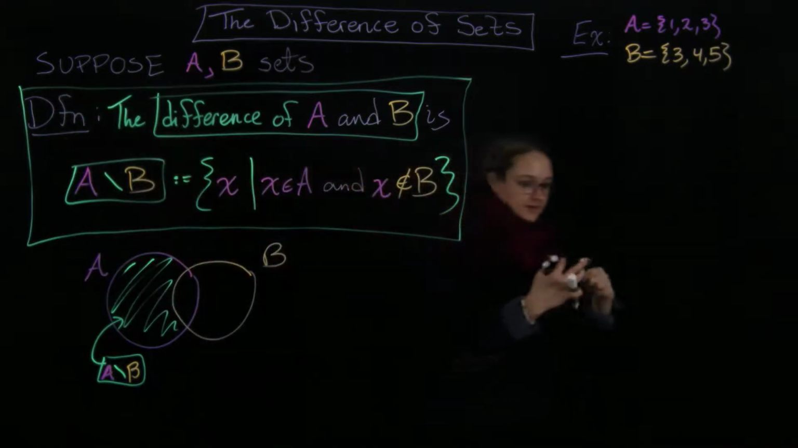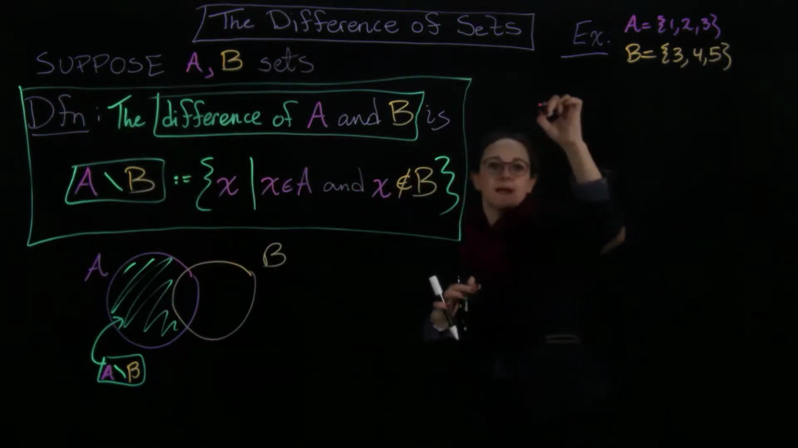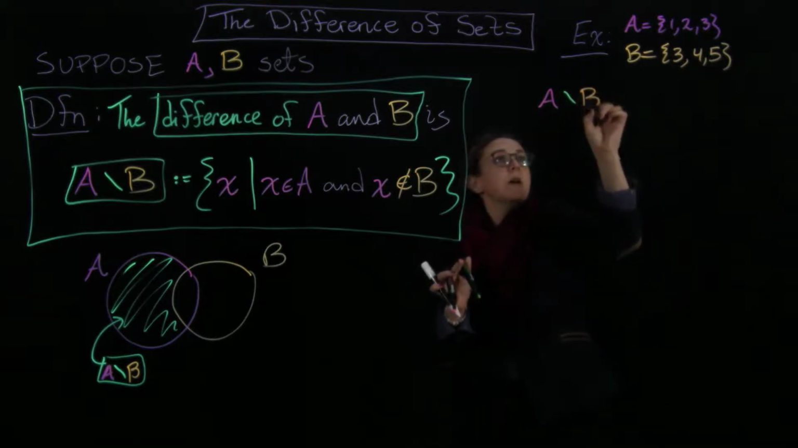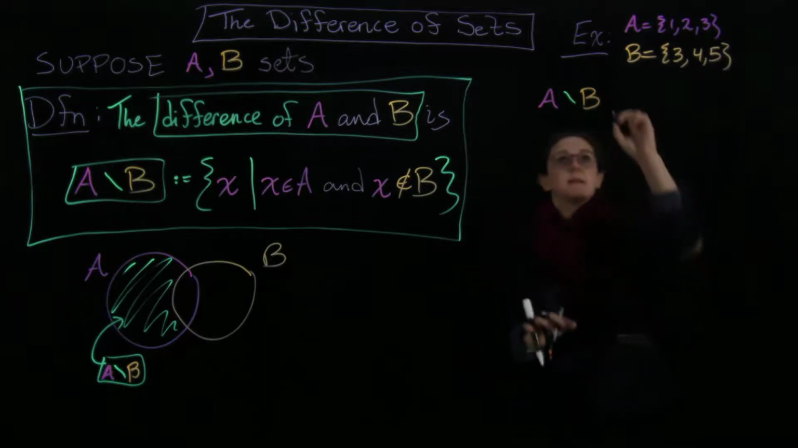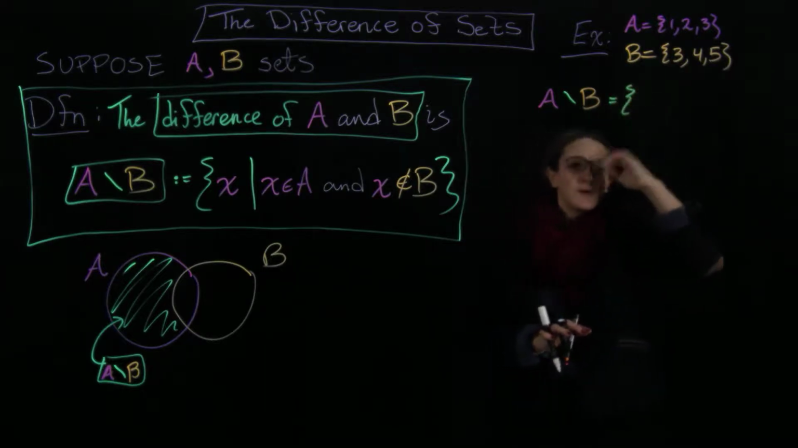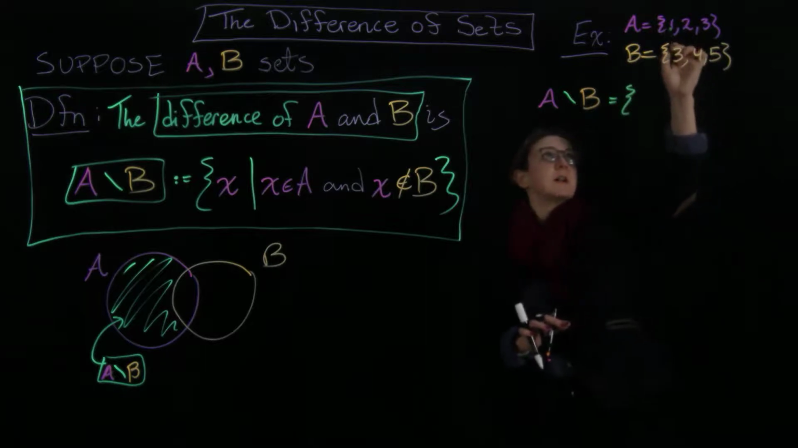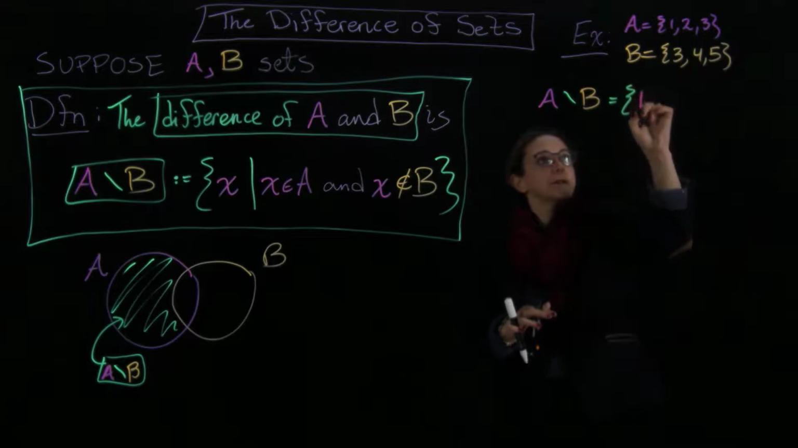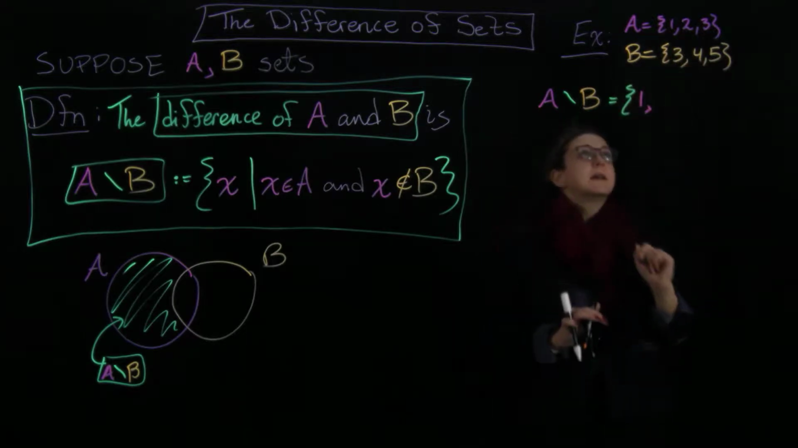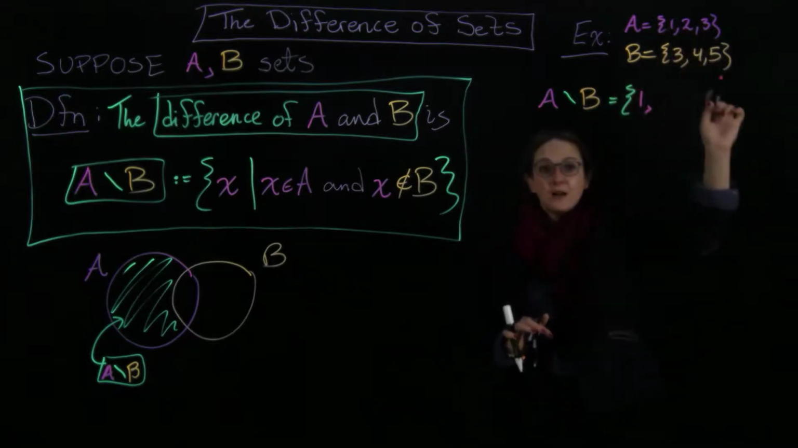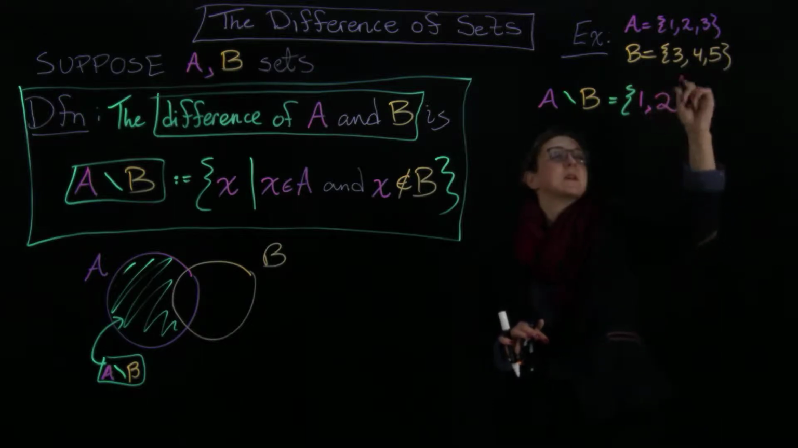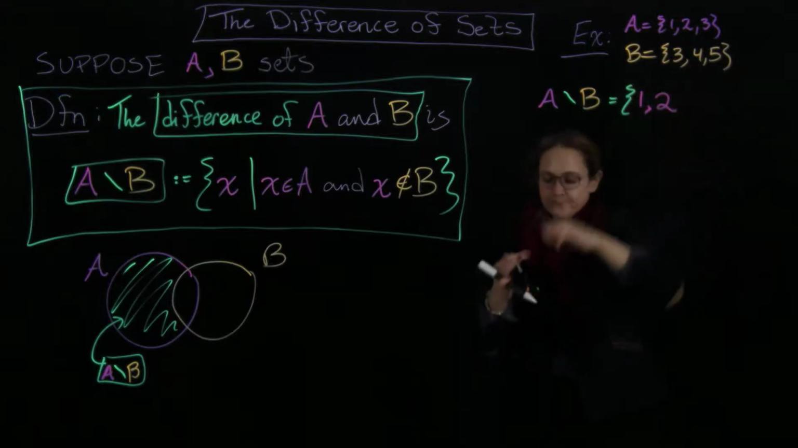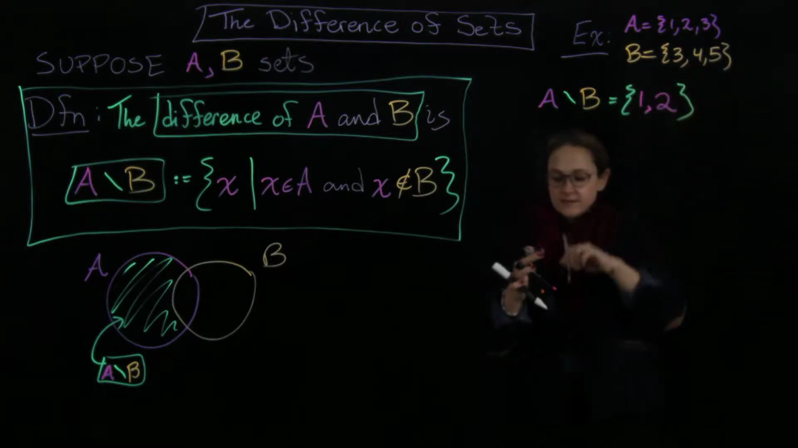Then what do I get here? If I wanted to take A without B, I want to take the elements that are in A but not in B. For each element: 1, I look, is it in B? No, it's not, so I include it. I'm going to include these all in red because they all have to be in A. Now I look at 2. 2 is not in B, so I include it. I look at 3. 3 is in B, so I do not include it. So this is my answer.